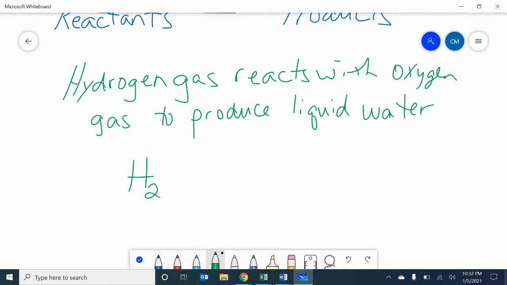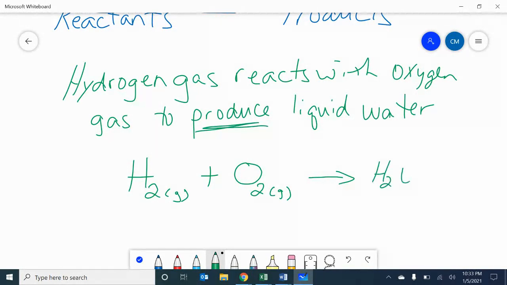Now, if it already tells us it's a gas, we would have these little symbols, and right now it's not that important. Okay, reacts with, so that means plus oxygen gas. Well, we're going to find out that when it says oxygen, it means O2. It's also a gas, but that's not important right now. And produces, right? That's our produces: liquid water. So H2O. In this case, it's in the liquid form.